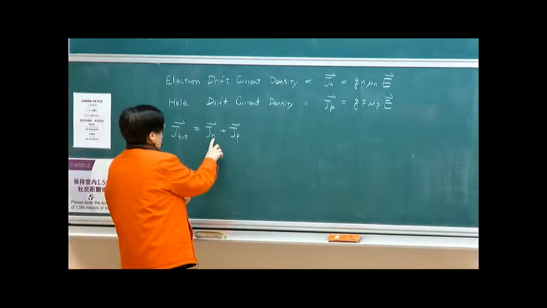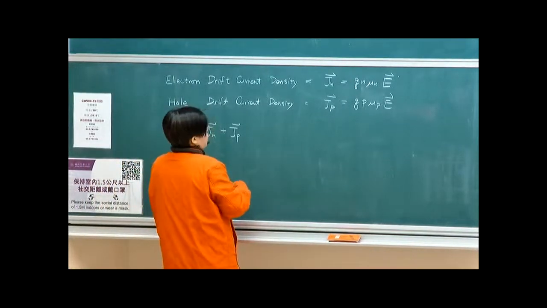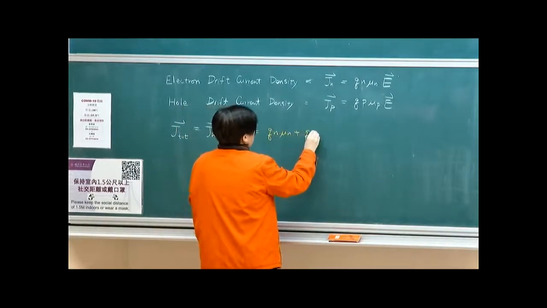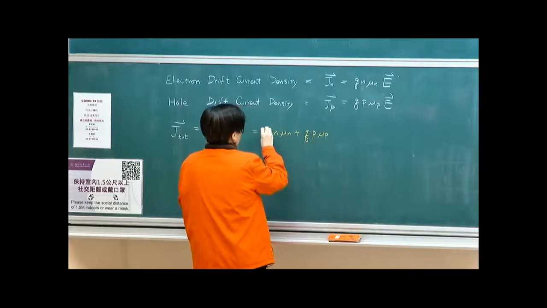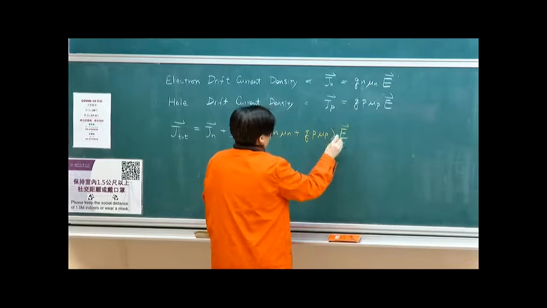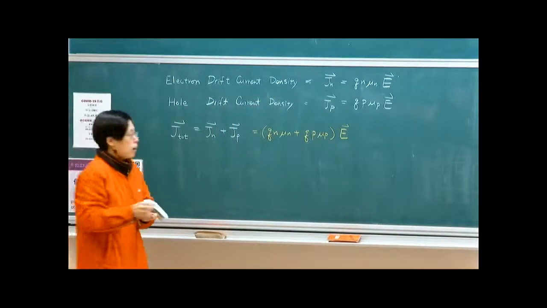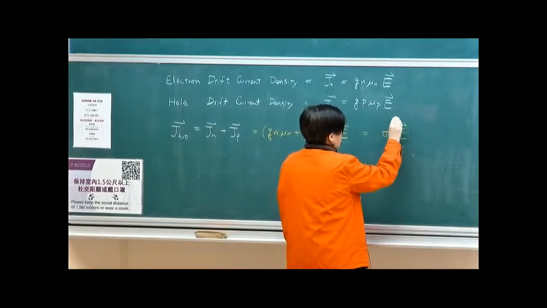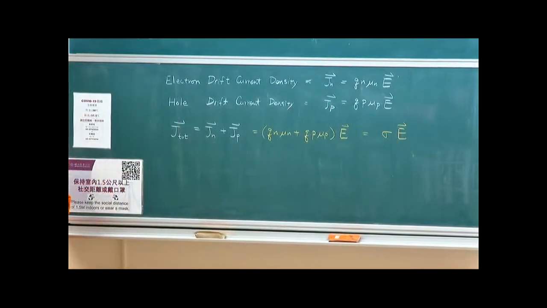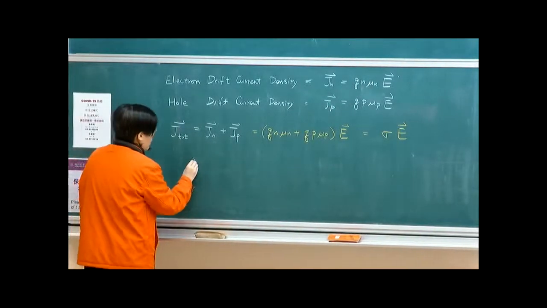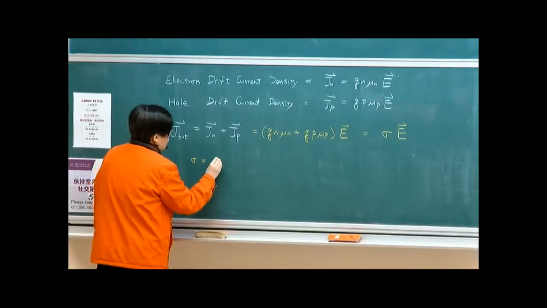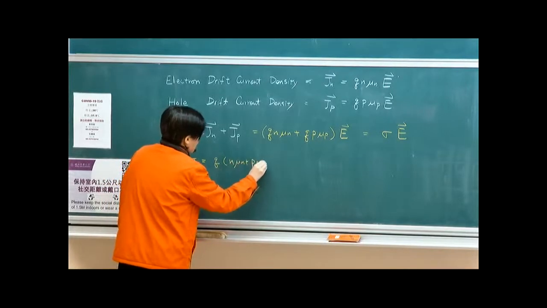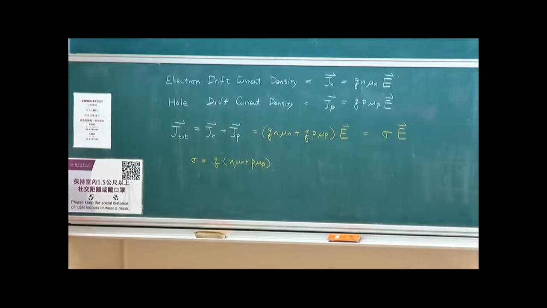Okay, so electrons and holes. Let me write it down. The equation would then become J = q(n mu_n + p mu_p)E. And remember Ohm's law. It tells us that this is what? Conductivity. Remember our first class? Conductivity, that's Ohm's law. So it tells you that the conductivity of a piece of silicon will depend on sigma = q(n mu_n + p mu_p). Okay?